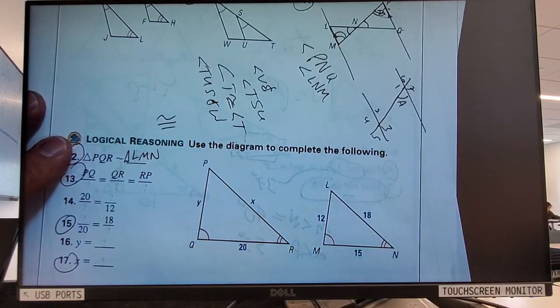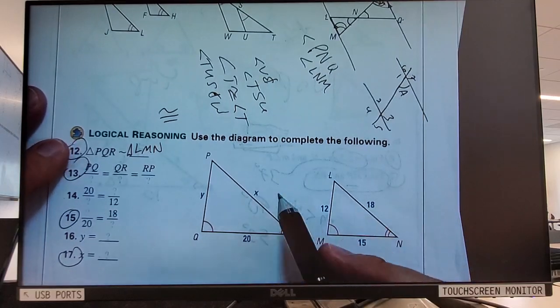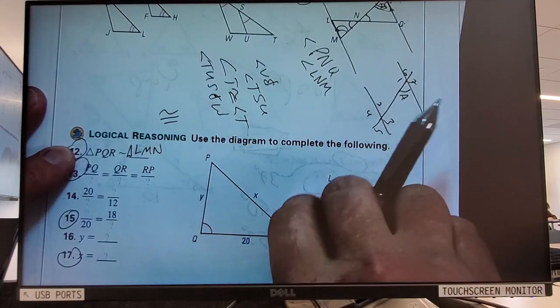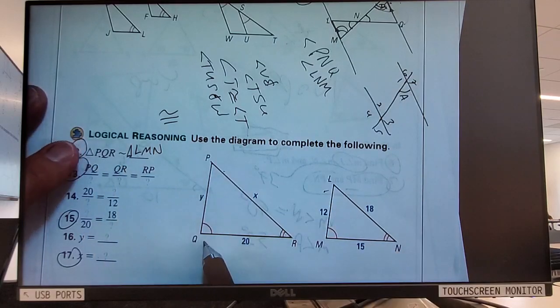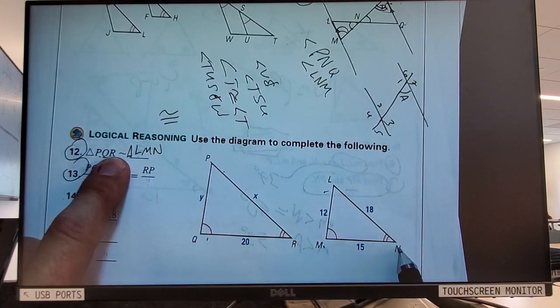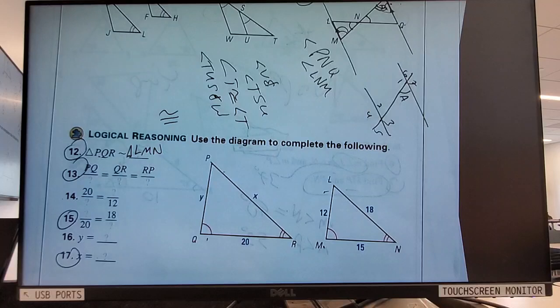Now in this one, they really didn't make this tricky. But if they reorient one of the triangles, I have to make sure to put P goes to L, Q goes to M, R goes to N. You guys with me? So when you set up a similarity statement, you've got to make sure that your vertices line up with what they go to. Okay.